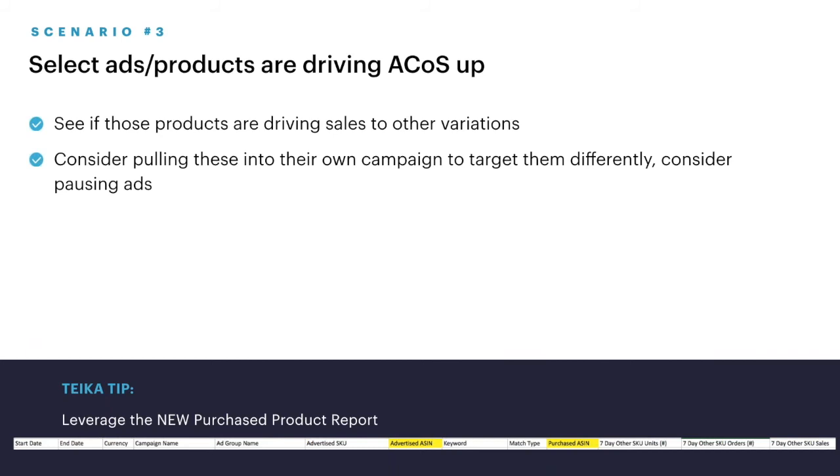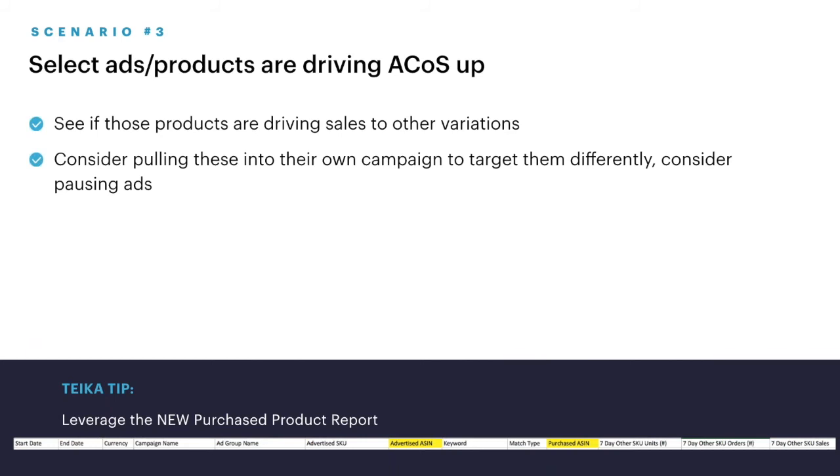Yeah, and Amazon's made this a little bit easier for you with the new reporting. Yes. So it's called the Purchase Product Report. This is part of the new reporting we discussed earlier. So if you go into reports, advertising reports in Seller Central, you can find this there. And Amazon's going to show you your advertised ASIN as well as the purchased ASIN.